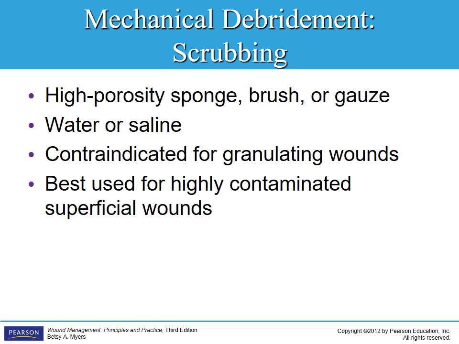When you're talking about scrubbing, use a high porosity sponge or brush or a gauze in water or saline. This is contraindicated for granulating wounds. Again, you can scrub away some of that young, immature granulation tissue. This is best used for highly contaminated superficial wounds.